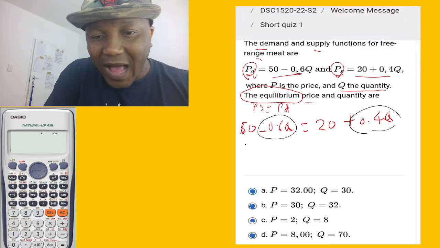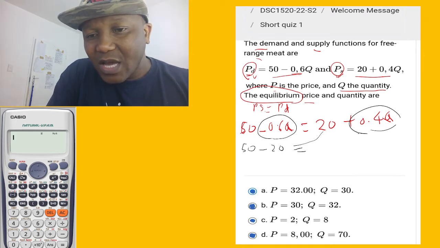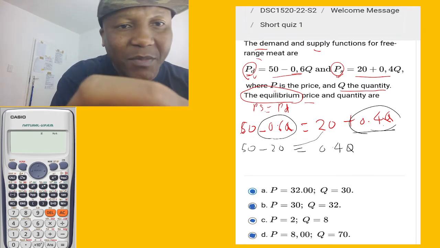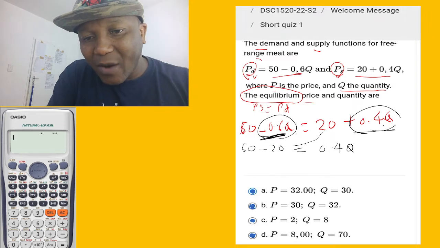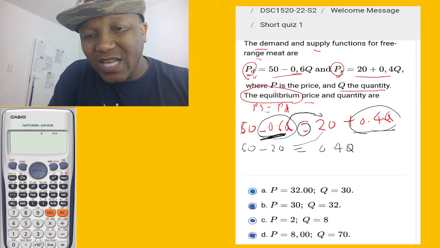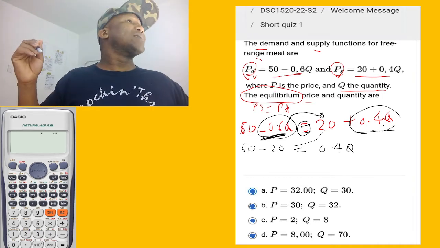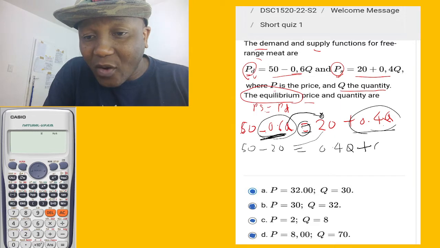Okay. So I have a 50. Let's start with the number. This number comes here. So it's going to be 50 minus 20 equal. Here on the right hand side, we have 0.4Q, okay, let me get a better pen. Q. And then look at this. This is minus. But when it jumps over this equal sign, it's going to become positive. Once anything jumps the equal sign, the sign is going to change. So instead of saying negative, it's going to become positive 0.6Q.